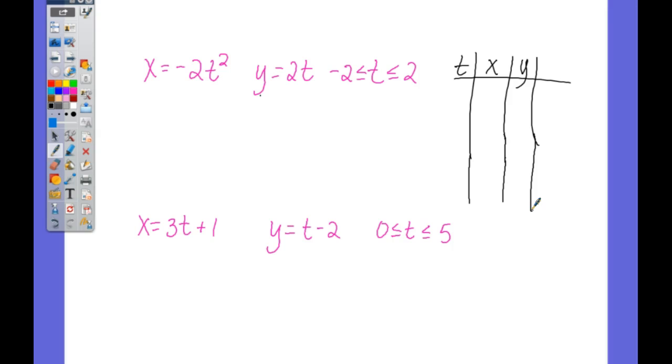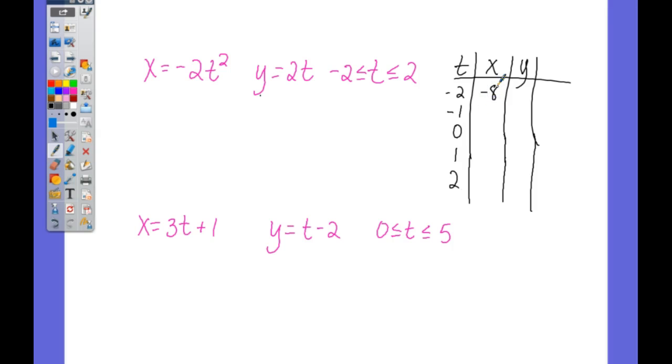All right. When I'm going to do the chart, what dictates what goes here? It's -2 to 2, whatever is defined, right? Whatever part of the curve we're going to look at. So this is going to be -2, -1, 0, 1, and 2. If I put -2 in here, -2 squared is 4, times -2 is -8.